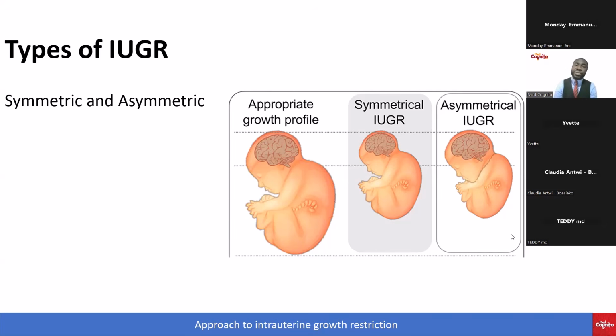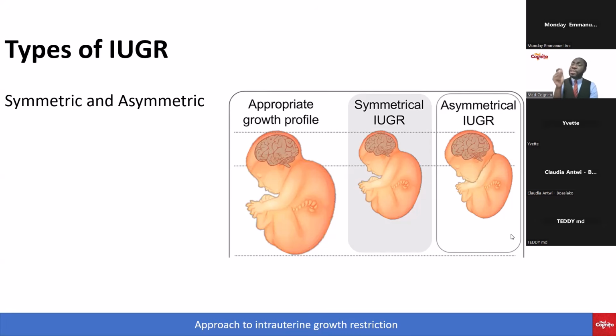I have a question for you. Doctors, if you were supposed to choose between symmetrical IUGR and asymmetrical IUGR, which one will you choose? Like, which one will have a more favorable outcome? Asymmetrical. Okay. Now, since you said asymmetrical, I have another question for you.